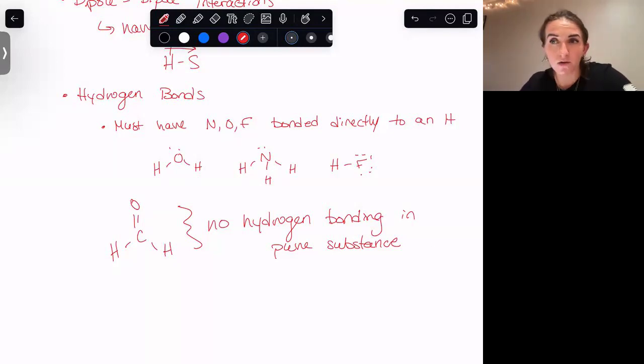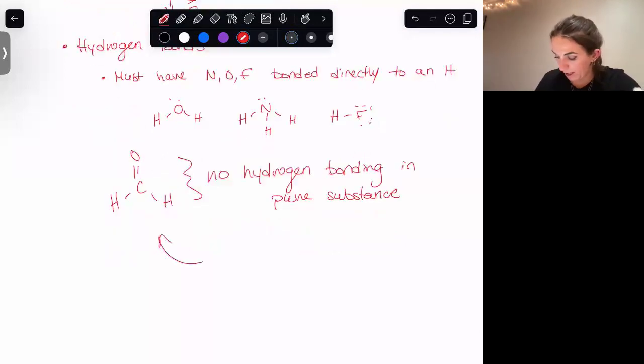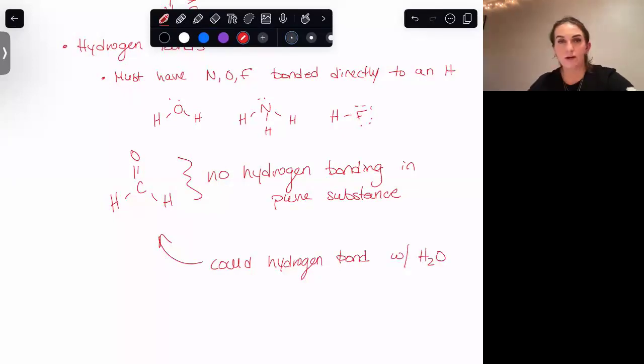However, could this molecule hydrogen bond with a water molecule? Yes, yep. This could hydrogen bond with water, right? So if it's dissolved in water, then it would hydrogen bond. But if it's just the pure substance of this aldehyde, then it would not be hydrogen bonding.